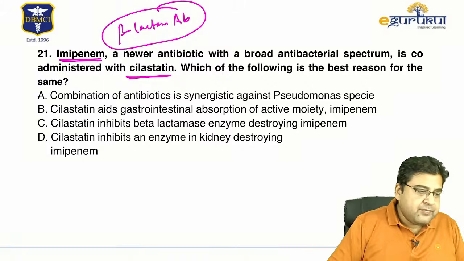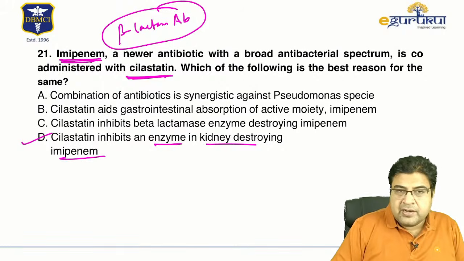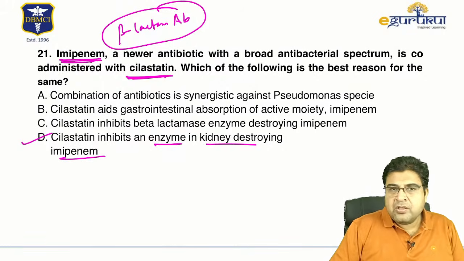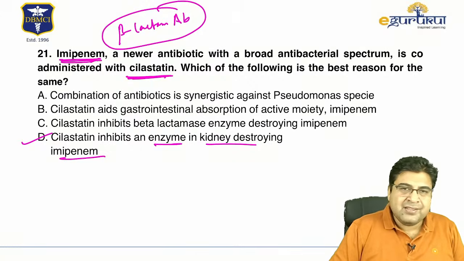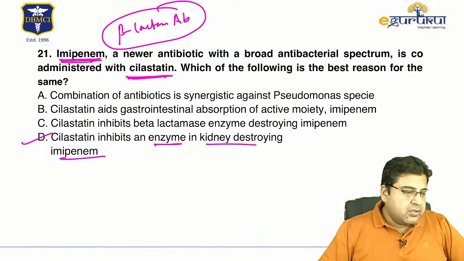Question number 21. Cilastatin is given with imipenem because it can inhibit the enzyme that metabolizes imipenem in the kidney. So cilastatin inhibits that kidney enzyme and can prolong the action of imipenem.